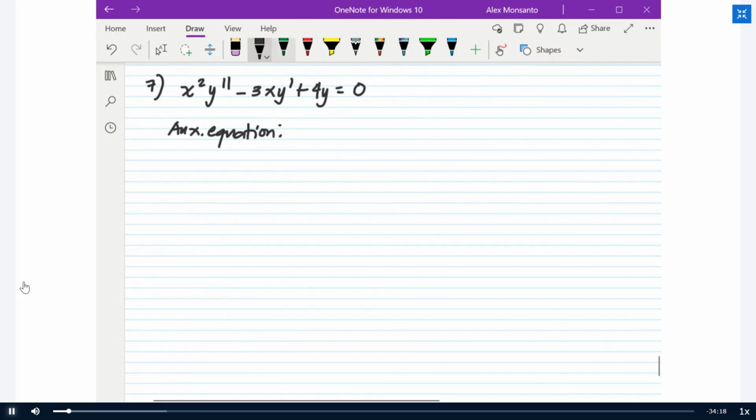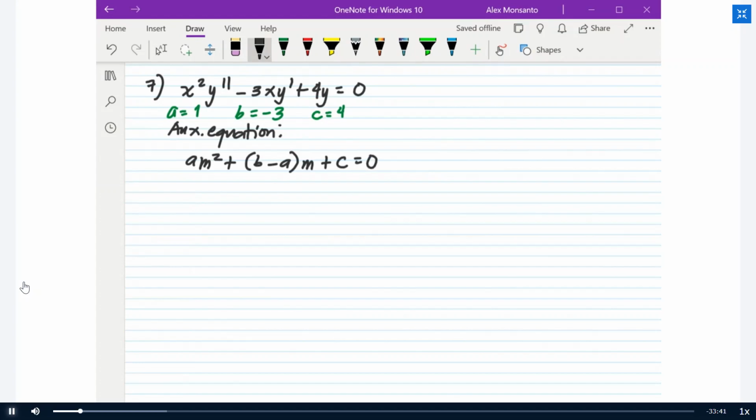Okay, so we have x squared y double prime. Although you have x squared, so ang a natin dito will be 1. Kasi 1 lang naman yung numerical coefficient dito. Dito, ang numerical coefficient natin is negative 3. Dito naman, you have 4. Ayan. So, according dun sa auxiliary equation, pagdating sa Euler-Cauchy, we have am squared plus b minus a, tama ba? B minus a, tapos m, then plus c is equal to 0.